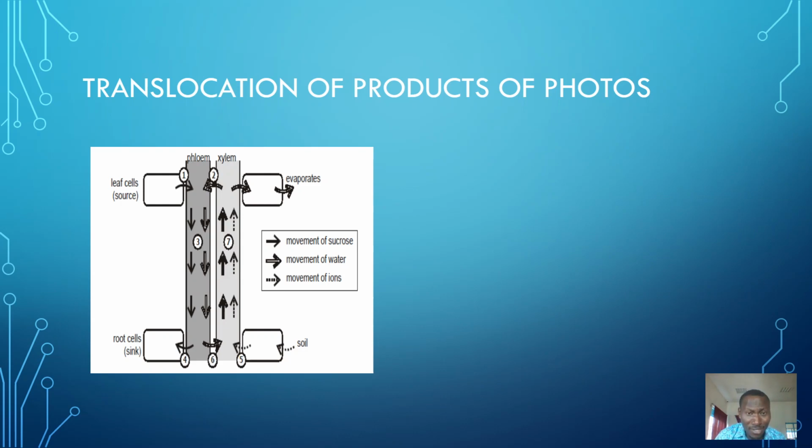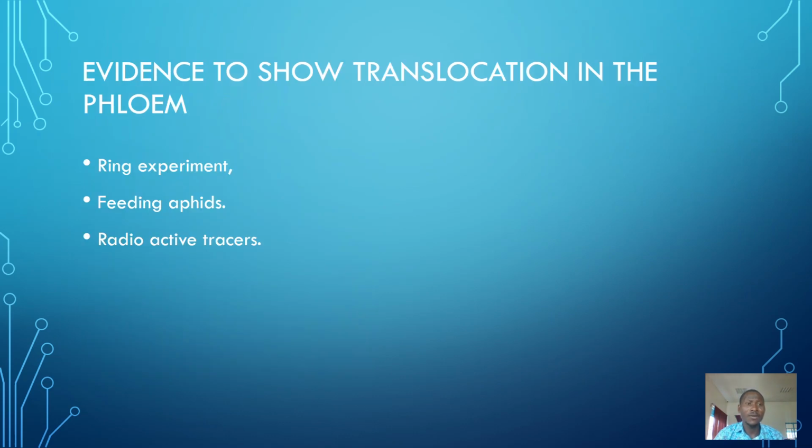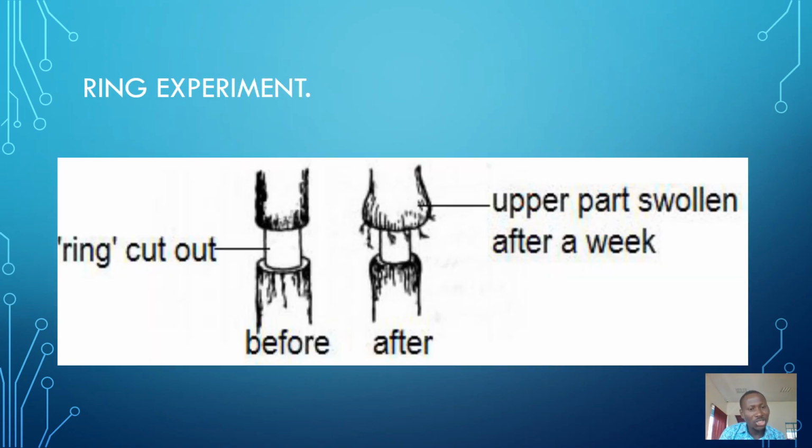Then do we have evidence to demonstrate this? Yes. We have mainly three pieces of evidence here: the ring experiment, the feeding aphids, and the radioactive tracer. Under the ring experiment, if you cut the bark of the tree into a circle as shown here in the drawings, then after some time, like half a year, you are going to see the upper part of the stem becoming swollen.